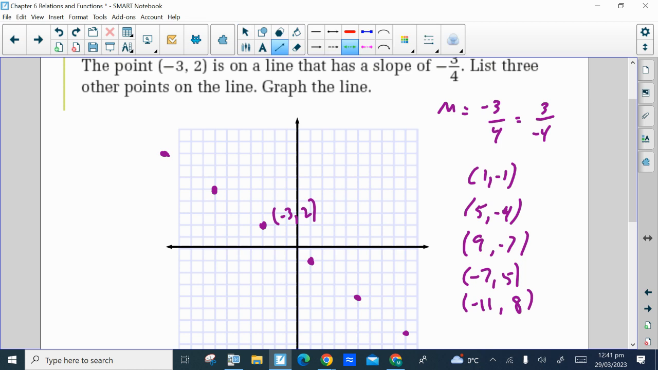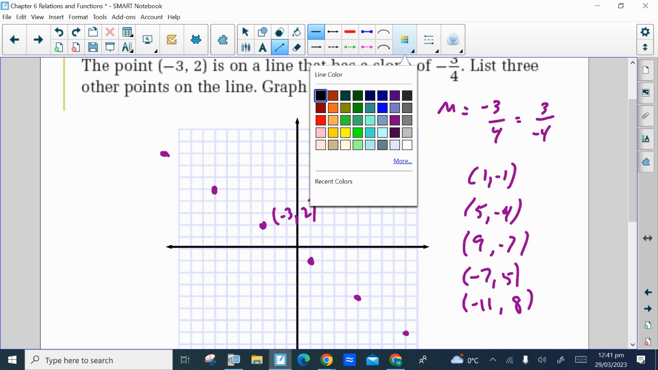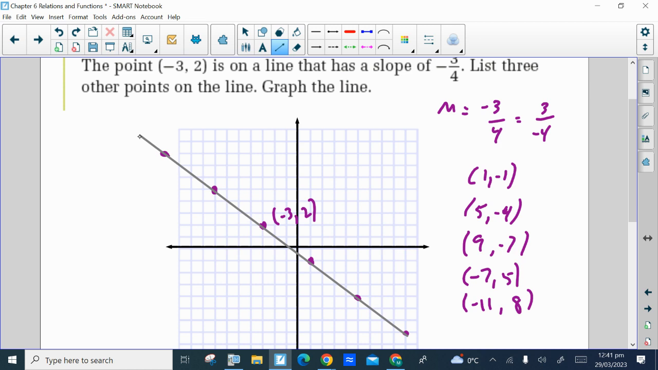But you see, all these points line up. So we can draw a line going through all these points. So that's what our line would look like.